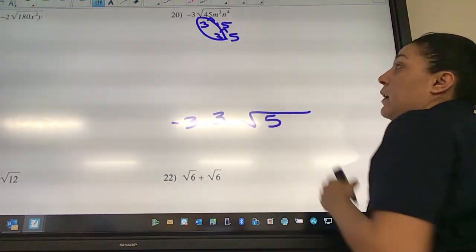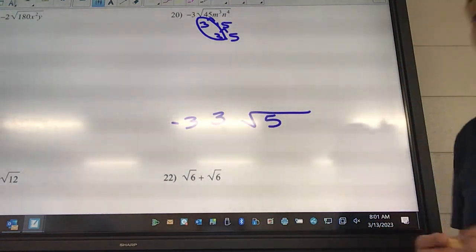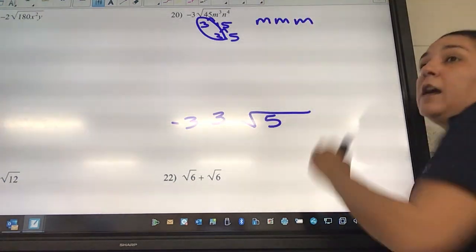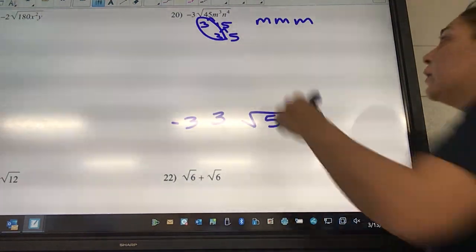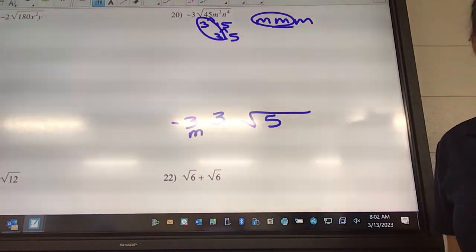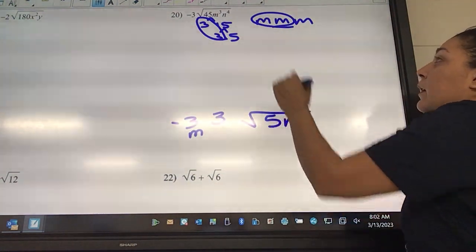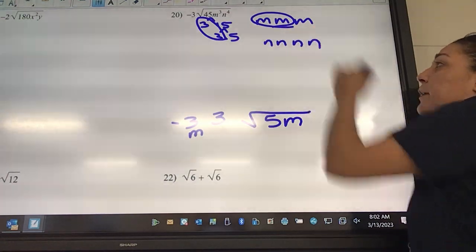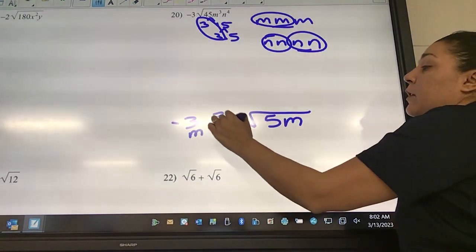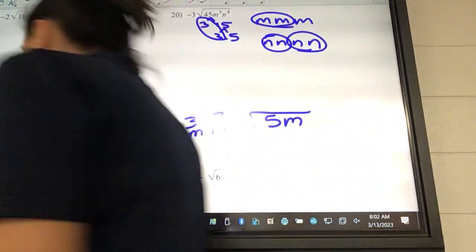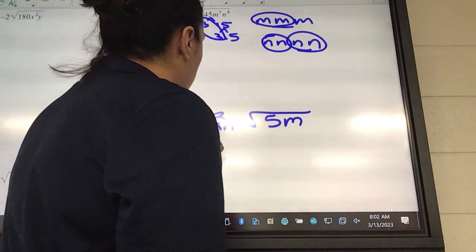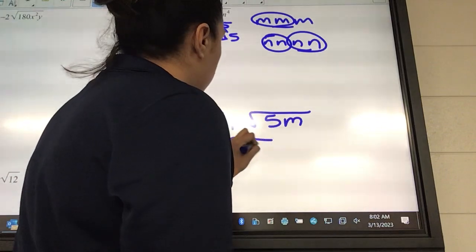Who cannot go? The 5. Okay, for the m's, how many m's do I have? 3. How many of those guys can go? 1 group. How many of those guys cannot go? 1. Okay, and then I have 4 n's. How many of those guys can go? All. 2 groups, 1 and 2. Okay, so on the outside, negative 3 times 3 is going to be negative 9 m to the 2, 5m.